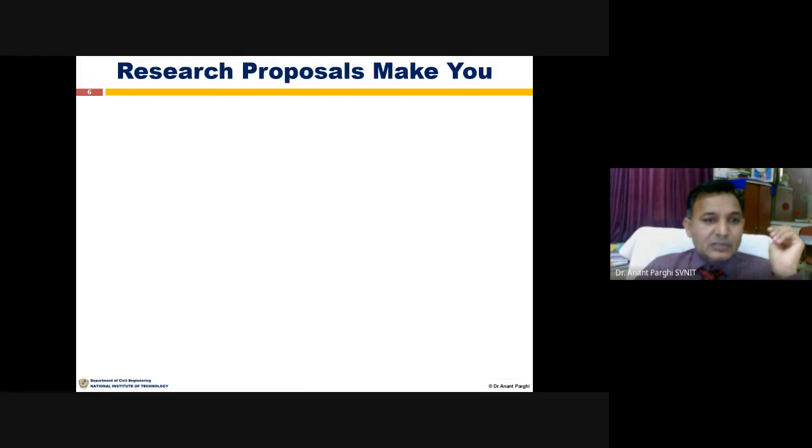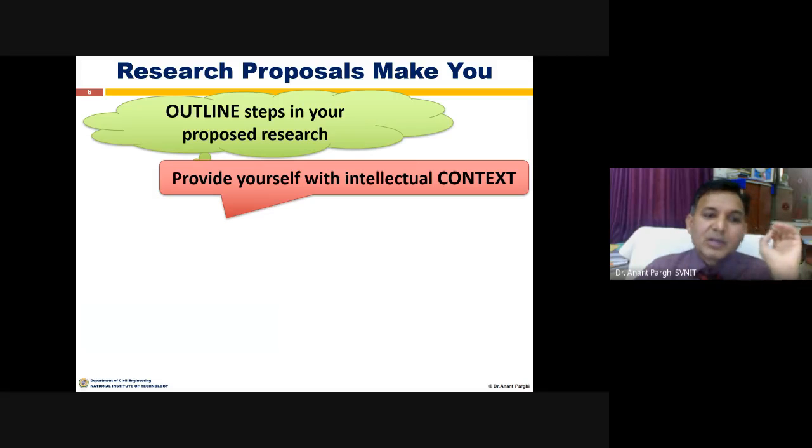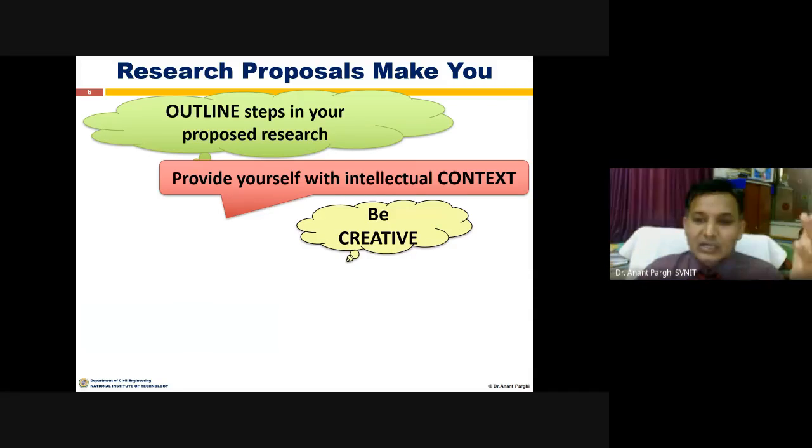A research proposal makes use of an outline for your proposed research. You need to write down the outline, which clarifies thoughts and develops the ideas from beginning to end. Once you write down the outline from beginning to end, it will clarify the idea. You see the whole picture; it will show the complete picture of the research proposal. It will also provide you with intellectual context.